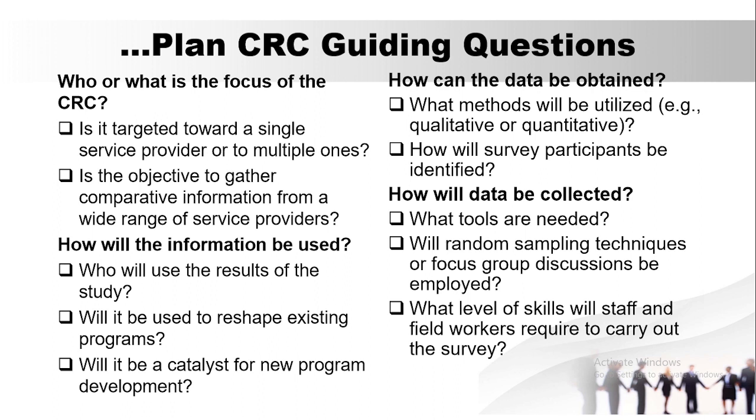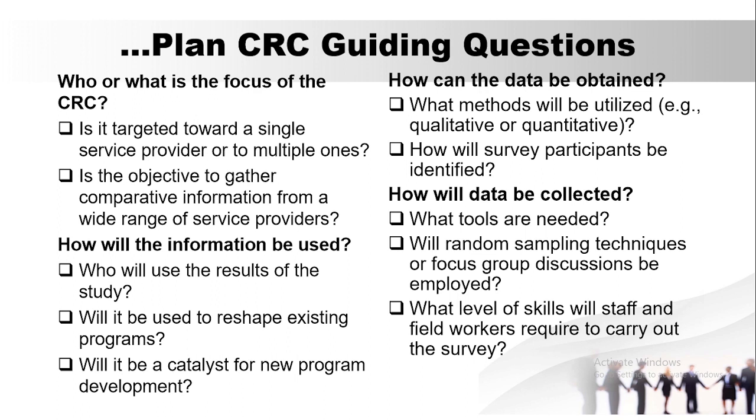with the survey questionnaires. How can the data be obtained? You have to plan your methods, whether they'll be quantitative or qualitative. How will survey participants be identified? You have to know that if I'm targeting citizens, maybe users of national water, this is where I'm going to get the survey participants. Or road users, this is where I'm going to get these survey participants. How will the data be collected? You put in which tools you're going to use, whether you're going to use questionnaires or random interviews. Will random sampling techniques or focus group discussions be employed? Answer that and also plan for that. You include it in your planning.